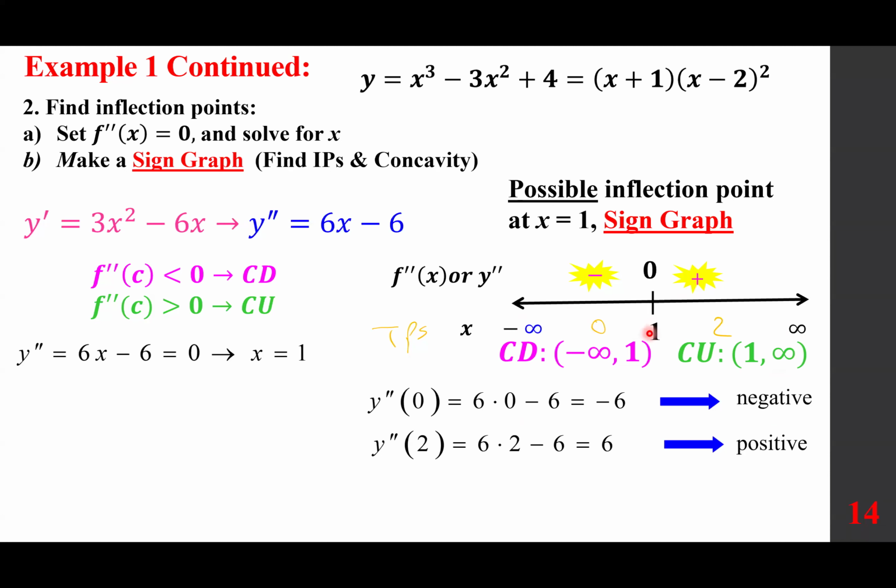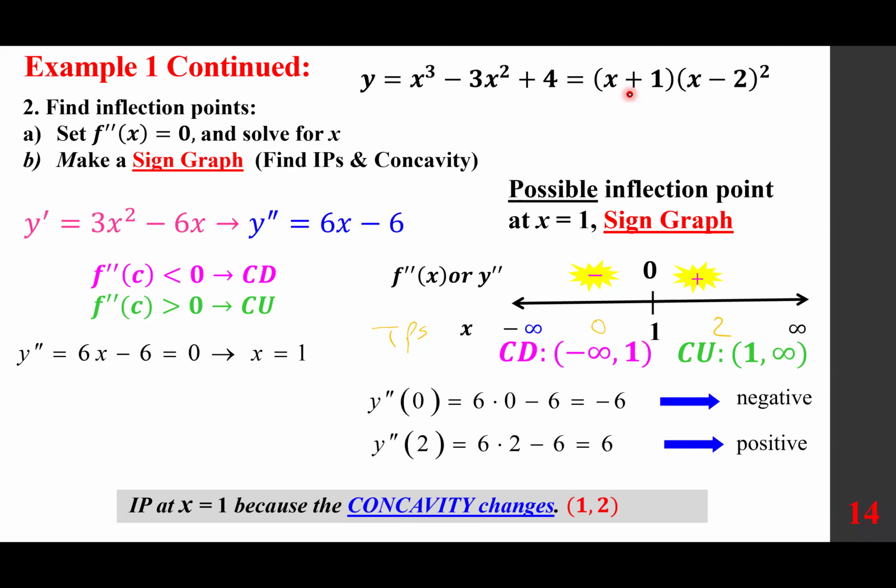What is the pair? Put it back into the original function. This is easier than this one. 1 plus 1 is 2. 1 minus 2 is negative 1 squared, positive 1 times 2 is 2. So 1 comma 2. IP at x equals 1, because the concavity changes, the pair would be 1 comma 2, everybody.